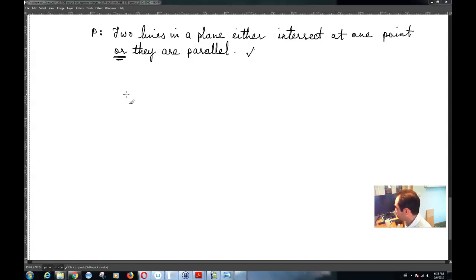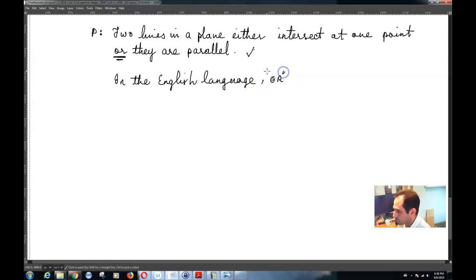Basically, the word "or" is used in two ways in the English language.